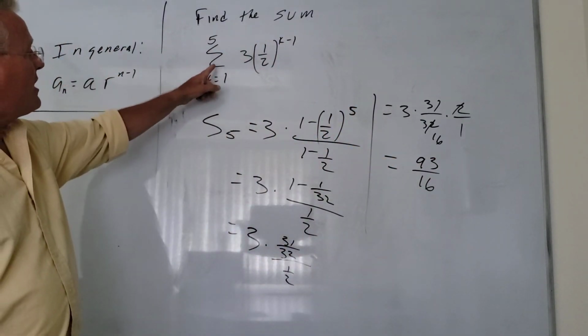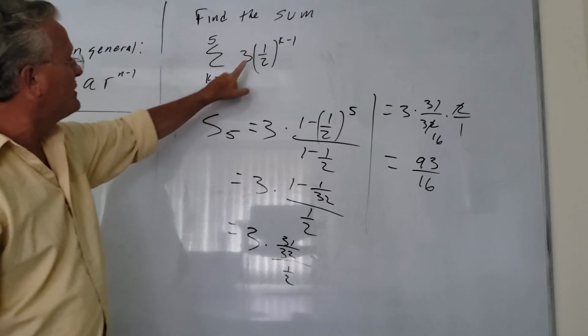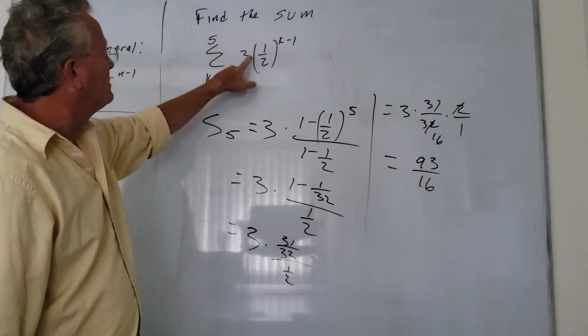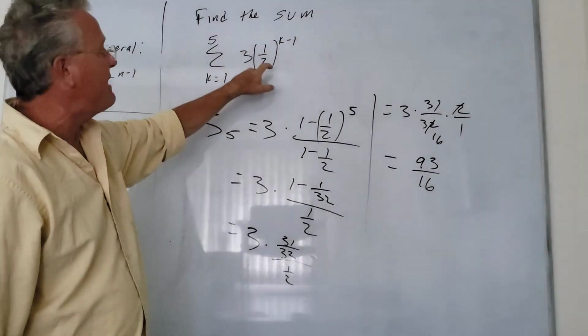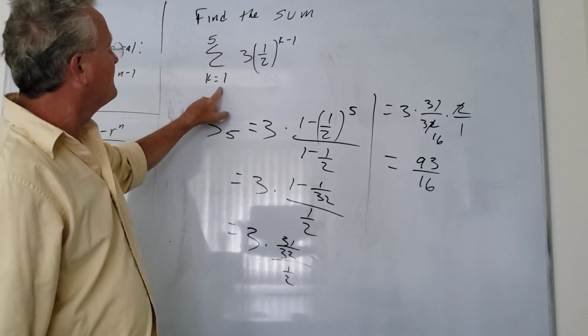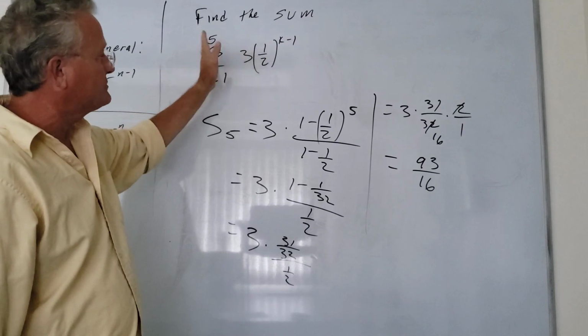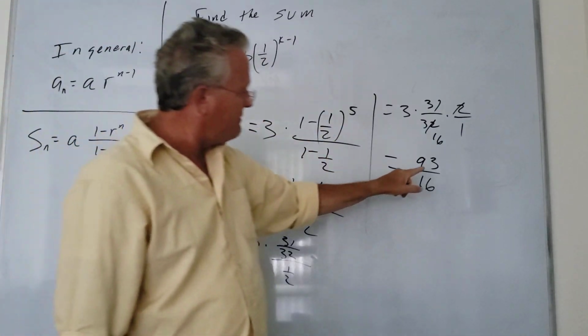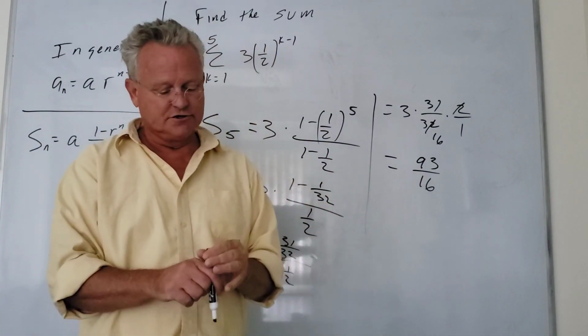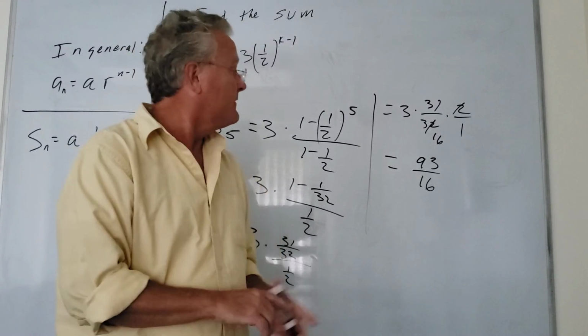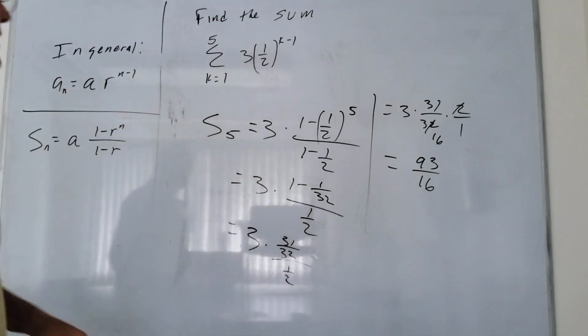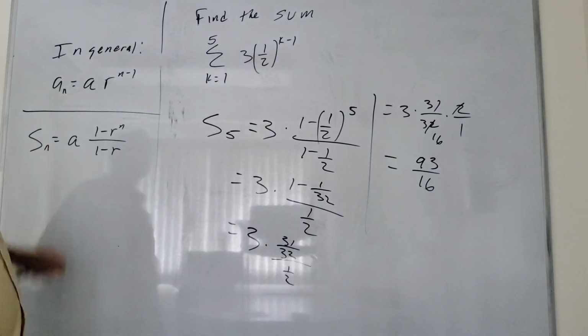If I were to write out the first 5 terms, plug in 1, we get 3. Plug in 2, we get 3 times 1/2 or 3/2. Plug in 3, we get 3 times 1/4 or 3/4. And add those up. This is what the sum of the first 5 terms would add up to. So that's how we do what's called nth partial sums.